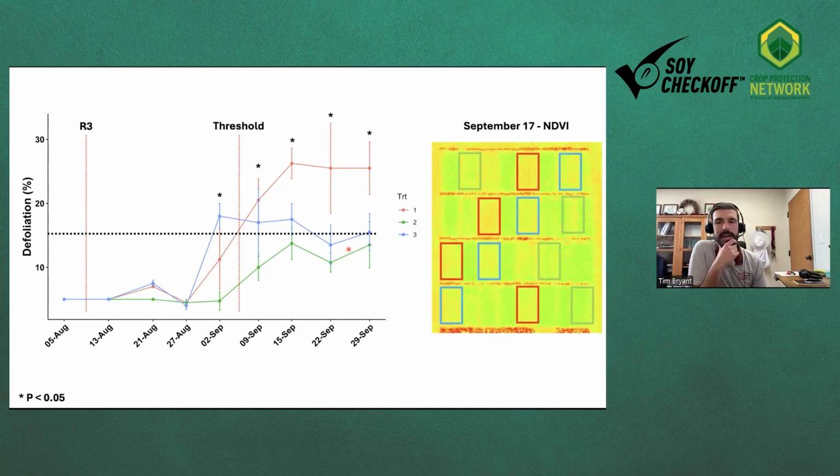And here I'm just showing an NDVI image of this field. This image was taken on September 17th. So right here, if you're looking at the figure, I've color coded these boxes for the plots based on the colors you see here on the graph. So the red is our untreated control. The blue was where the treatment was made at the threshold, and the green is where it was made at R3. So you can see the heavy defoliation in the untreated control here, and then a little bit less here in the threshold treatment and in the automatic application at R3.